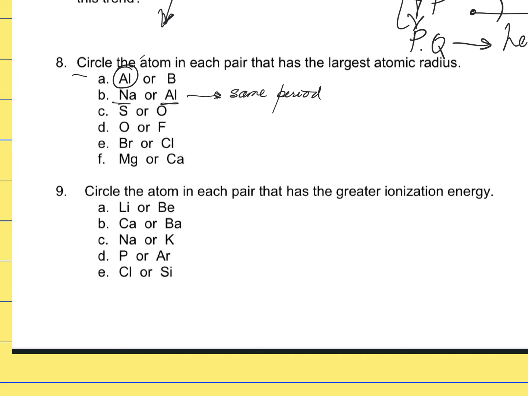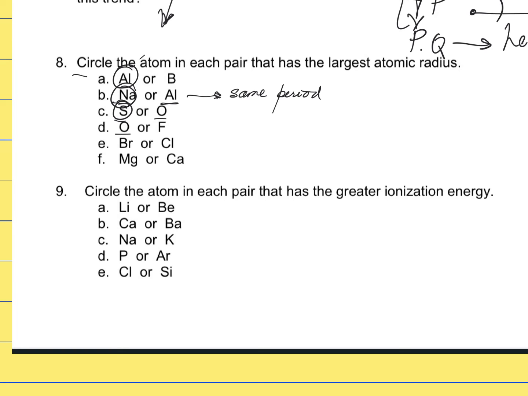Why is it going to decrease? Because the nucleus is growing faster than the level of energy, because the levels of energy stay the same. So the nucleus is going to attract the cloud towards the center. So over here, sodium is the one that has the biggest one. Sulfur and oxygen, same group. Oxygen is in period 2, sulfur is in period 3. So sulfur is the one with the biggest one.